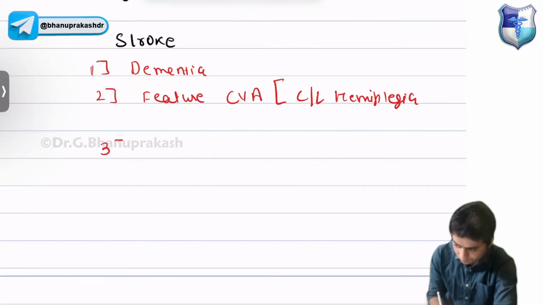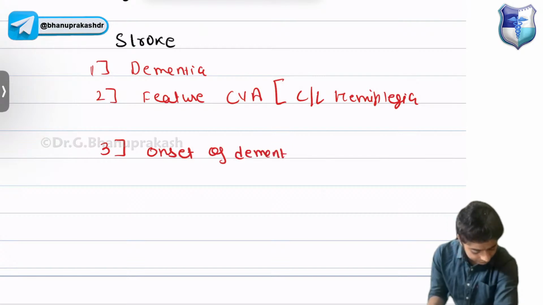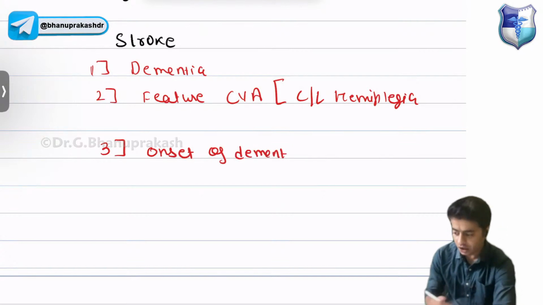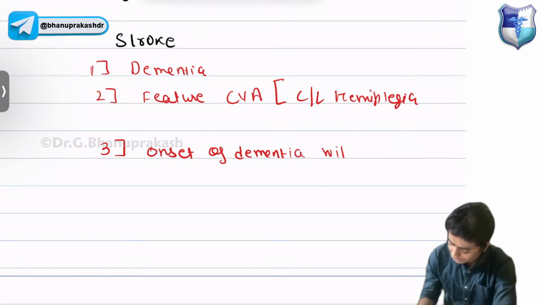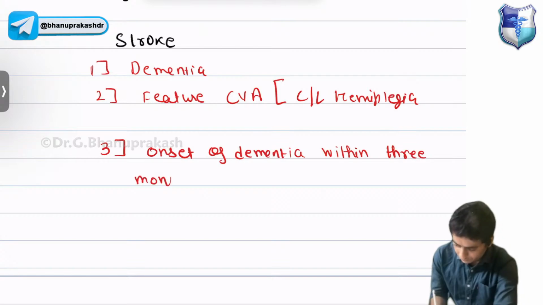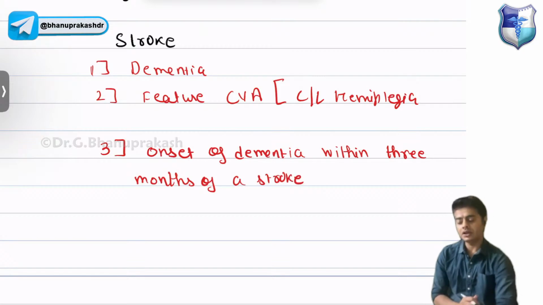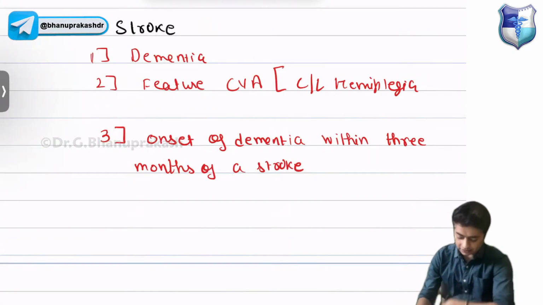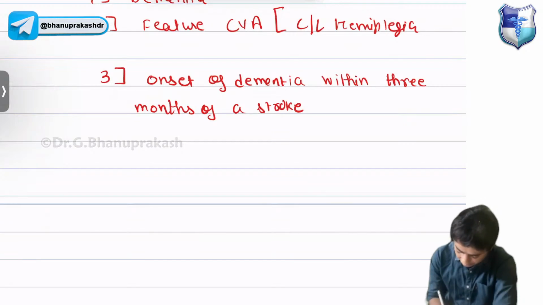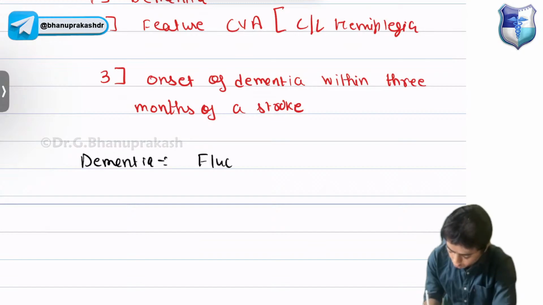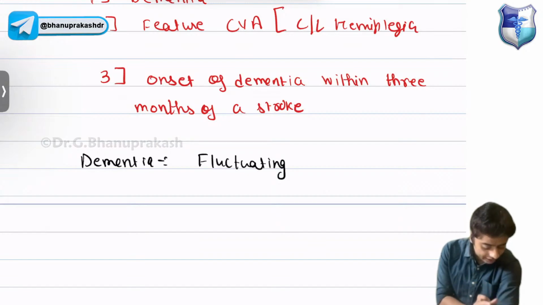Other thing is onset. Depending on the area involved, the onset of dementia should be within 3 months of stroke. Okay? Within 3 months of stroke. And other thing is that dementia in large vessel stroke is a fluctuating type. It is a fluctuating type. So now, can anyone tell me?